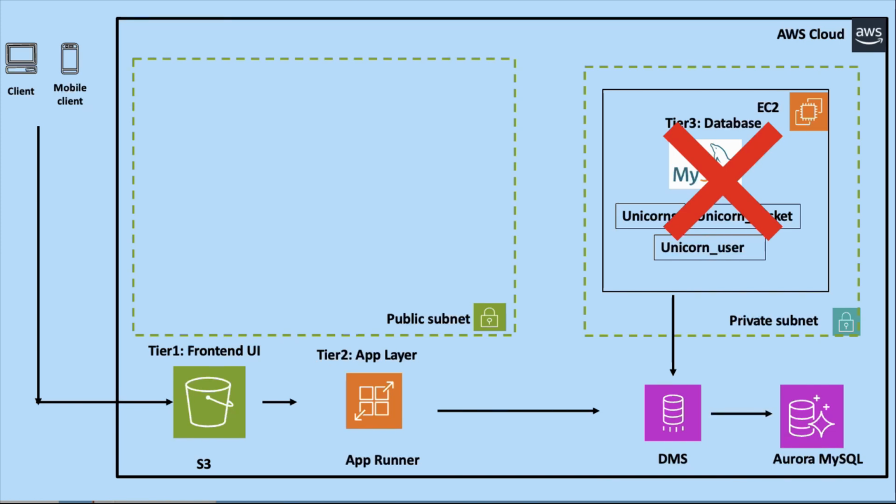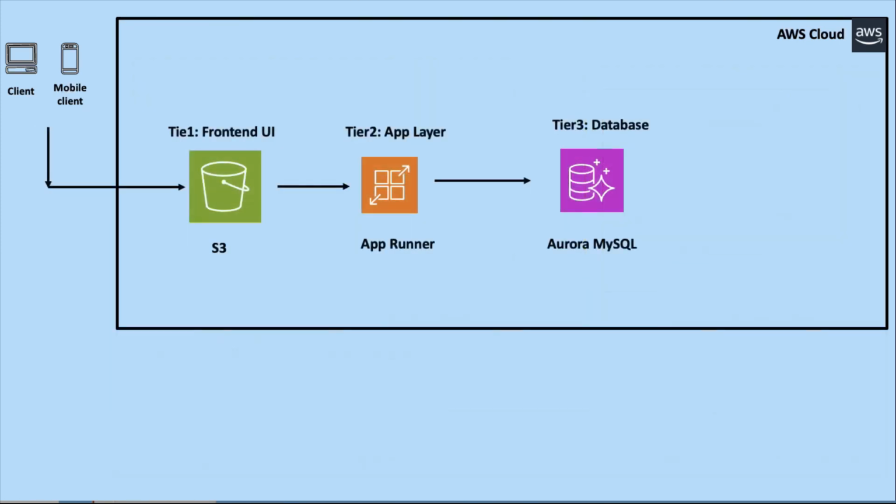Now just to put together everything, how does the final architecture look? We have the front end UI on S3, app layer on App Runner, and the database on Aurora MySQL. So this is a completely cloud native way of deploying the microservices in the cloud. Let's get started and go to the code.